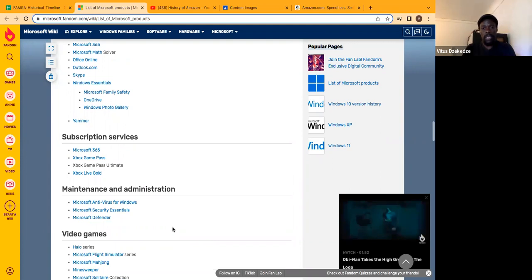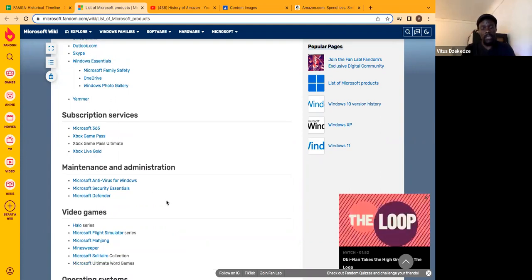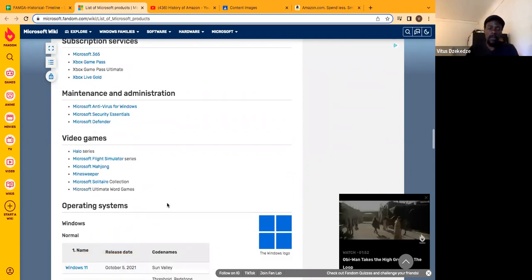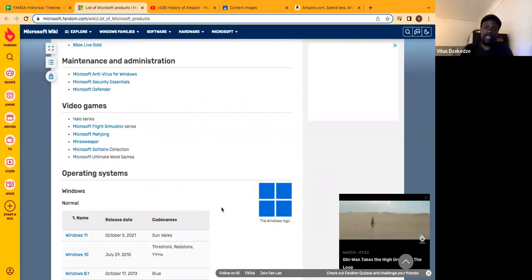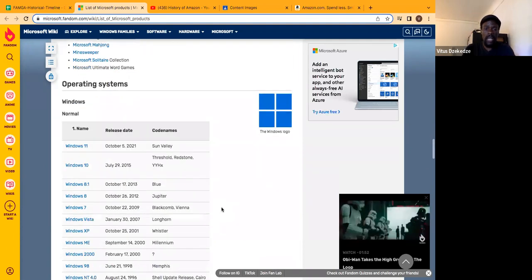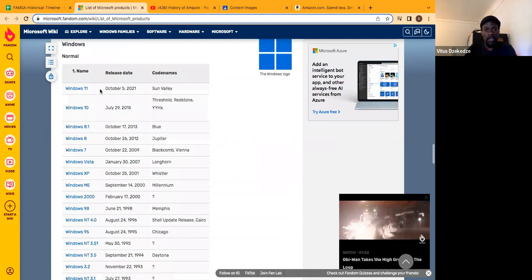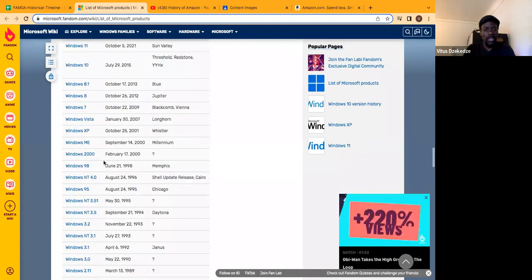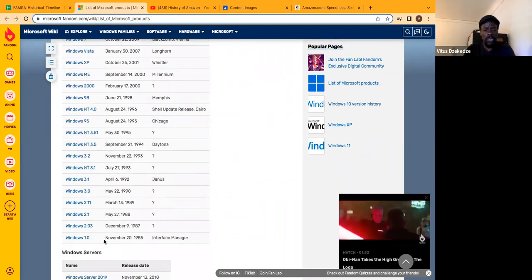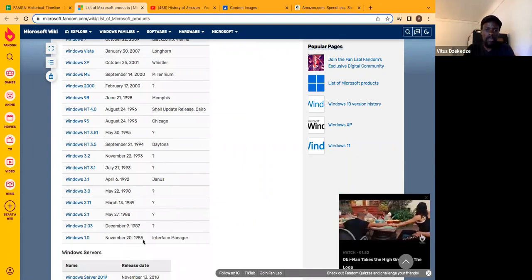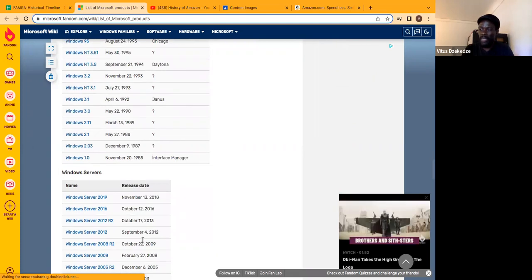When we talk about maintenance, they have antivirus, they have security essentials, and so on. Video games, their hand is in there. But the big one is the operating systems. They have Windows operating systems that they created along the years. Right now, everybody is still using Windows 11. It's Windows 10, Windows 8, Windows 7, Windows Vista, all the way down to Windows 1.0, which was the very first Windows in 1985. They build servers that are used by all these big companies out there.